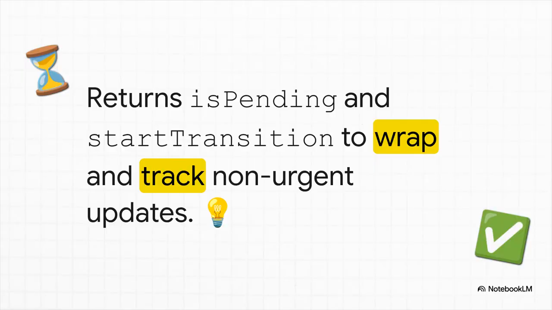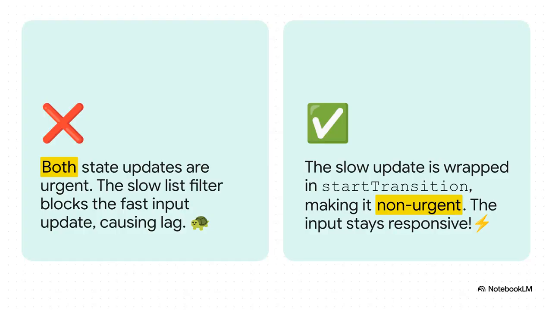It's super simple. When you use this hook, you get back two things. First, a Boolean value, isPending, which tells you if a low priority render is still running. And second, a function called startTransition, which is what you'll use to wrap your slow state updates. And this is really the aha moment.